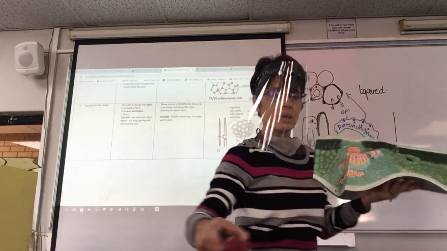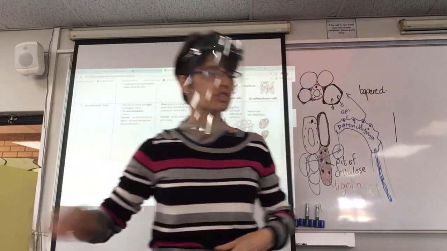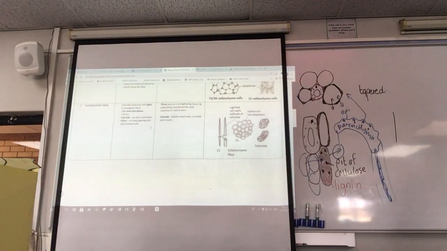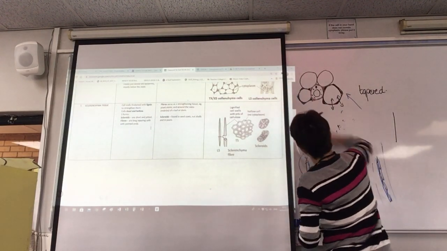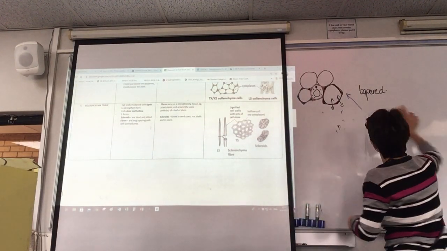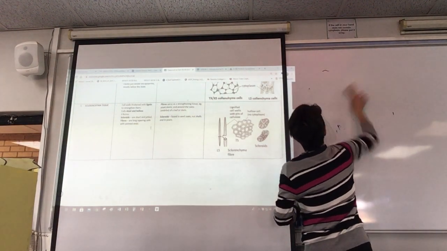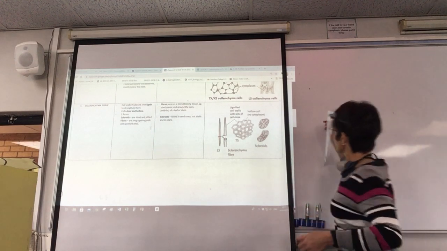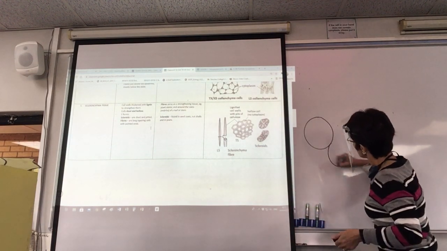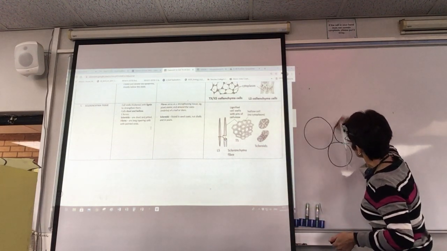Right, but now you get another type of sclerenchyma cell, which looks totally different. And what are they called? Sclereids. And they probably developed from parenchyma cells. And this is really nice to look at under the microscope.